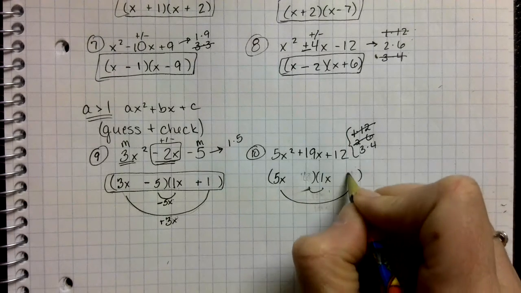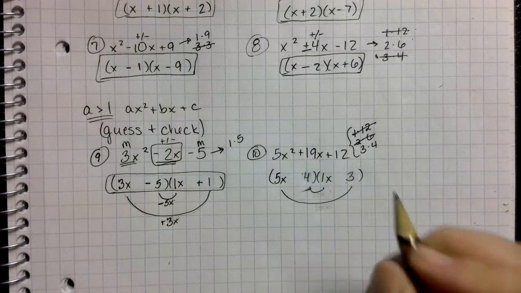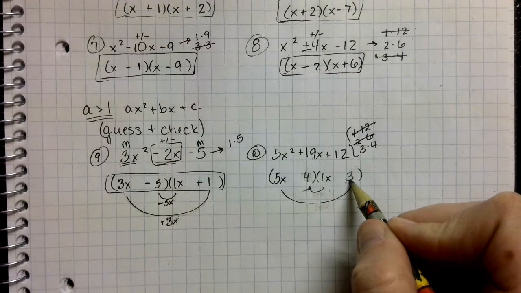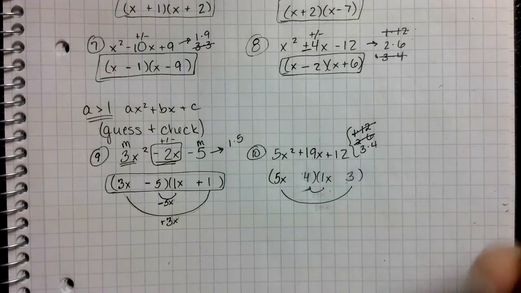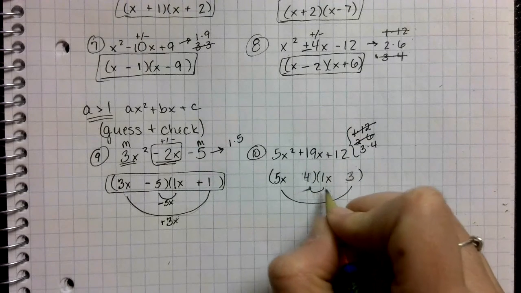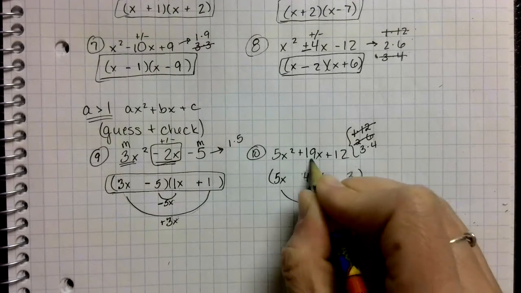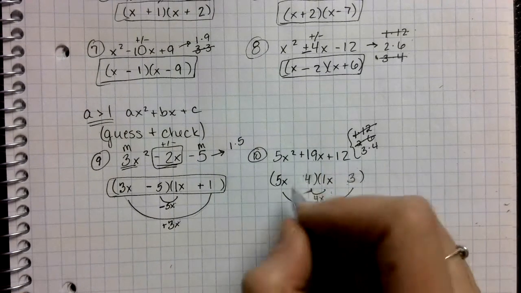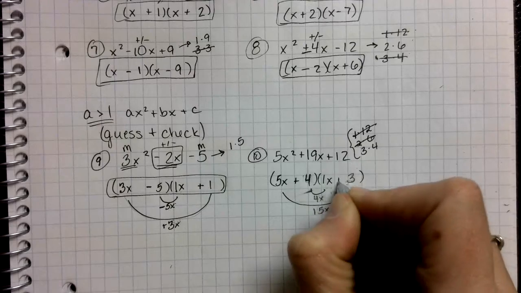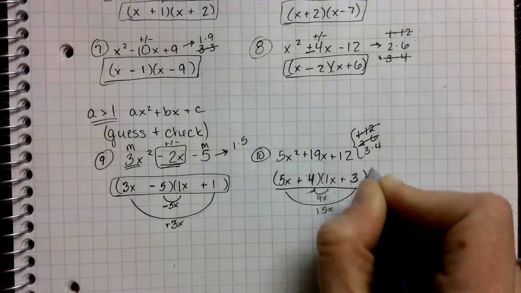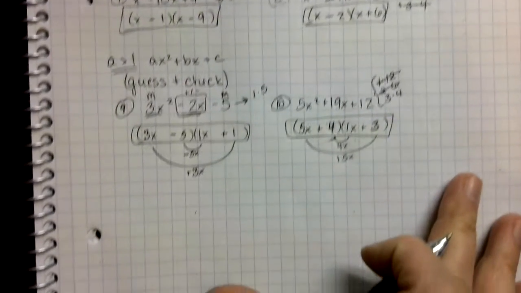And hopefully it should be kind of obvious how we're going to put this one in. I wouldn't put 4 here because that's 20. 20 plus 3 is not going to work. So if I fill it in like this, I get 4x and 15x, which does indeed add up to 19. And since everything's positive, I can go ahead and fill in plus signs.